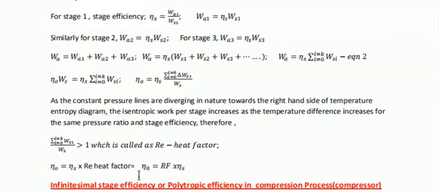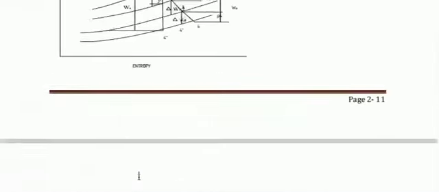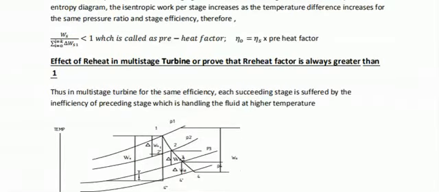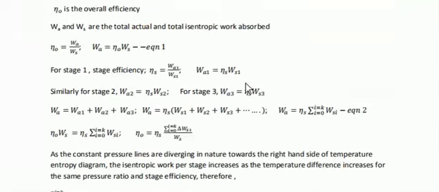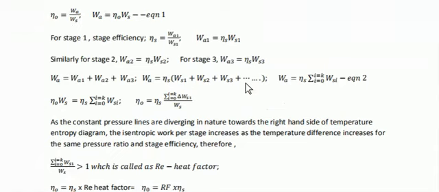So this is about the stage efficiency of a multi-stage turbine. In the multi-stage turbine, we can prove that the reheat factor is always greater than 1. In the compressor it is less than 1, and in the turbine it is greater than 1. Why is it so? In the compressor, the pressure increases from P1 to P4. In the turbine, the pressure reduces from P1 to P4. So this is about the turbines.